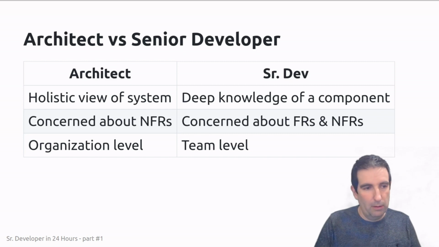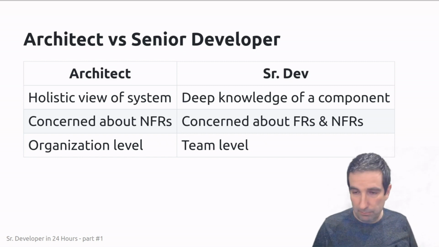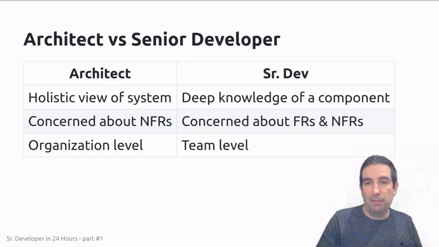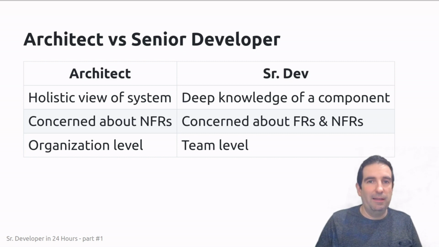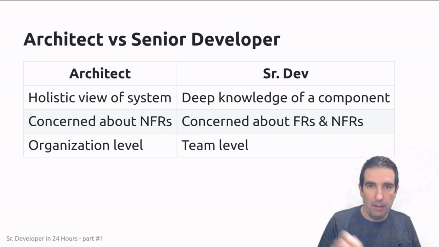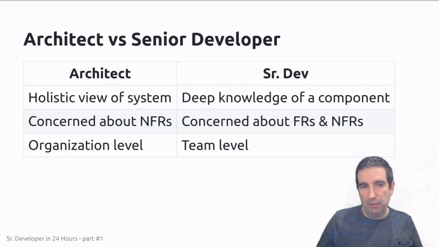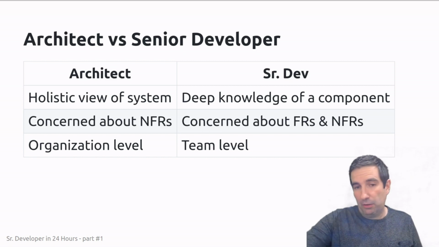Okay, so what is the difference between an architect and a senior developer? An architect is going to have a holistic view of the whole system. They tend to figure out what are the interactions between all of the components without really understanding the internals of each component. A senior developer is going to have deep knowledge about how a particular component works, but they're also going to have a somewhat broader understanding of how that component fits within the broader ecosystem, but maybe not the whole system.